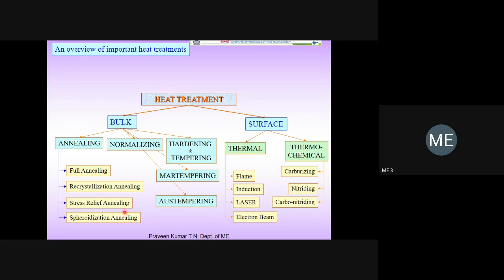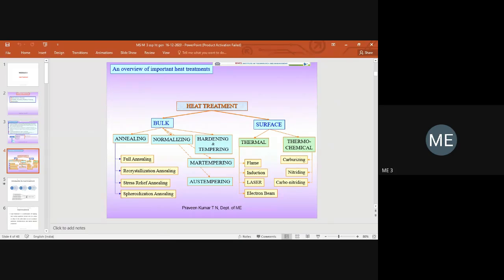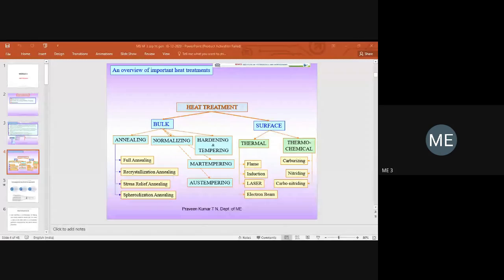Then stress relief annealing. What is it? Can you give one example for residual stresses? Have you heard about residual stresses? One example for residual stresses. What is meant by residual, or give an example, that's sufficient.